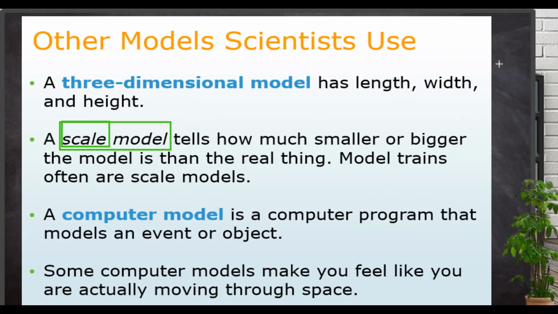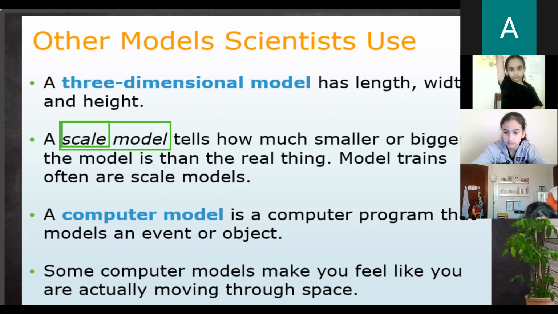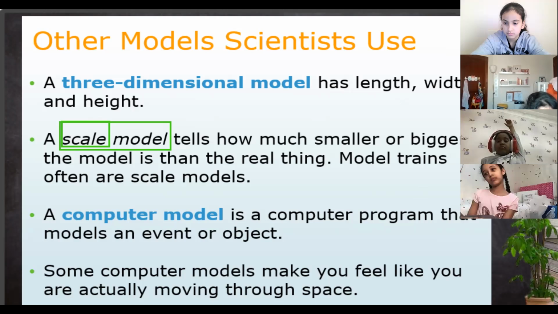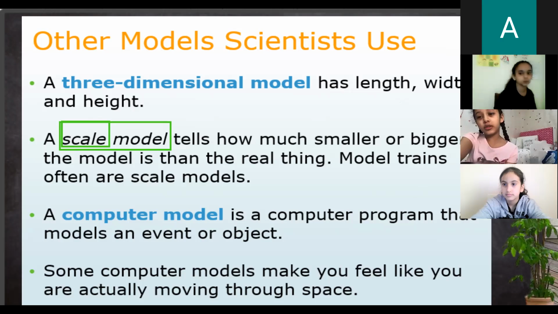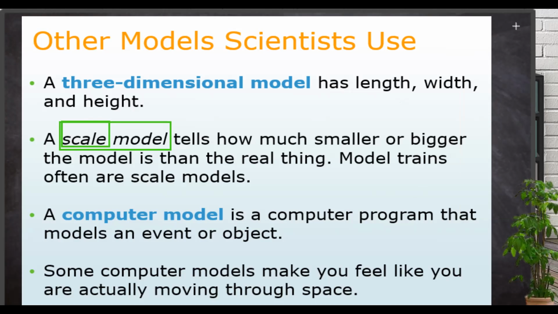What is a scale model, guys? Who knows? Who wants to answer what is a scale model? Talia, I didn't hear your voice today. A scale model tells how much smaller or bigger the model is than the real thing. Excellent, excellent, excellent.